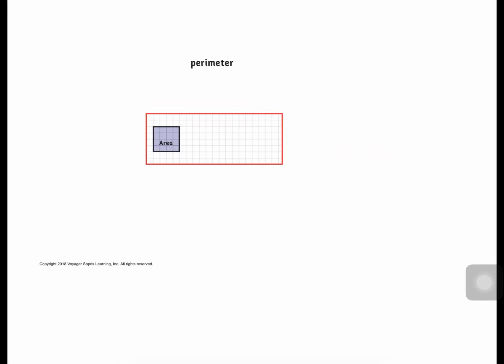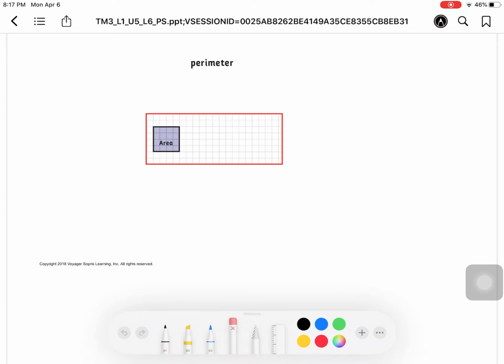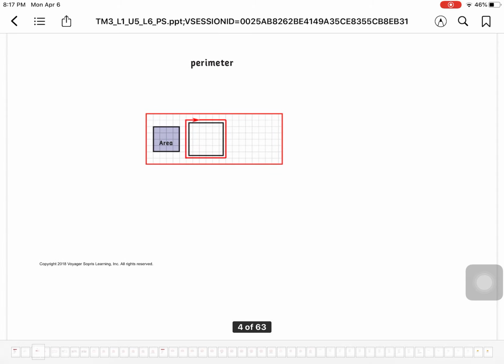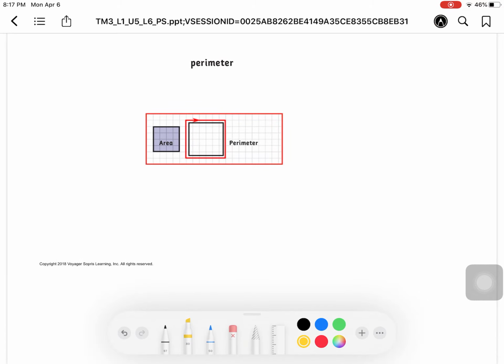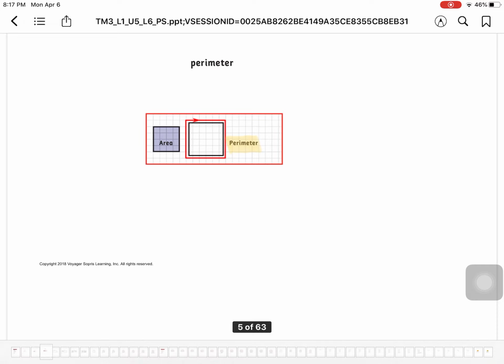And if you remember, when we've done area, we have used the formula area equals base times height, and that will find the amount of space inside of a shape. Okay. What we are going to talk about today is the distance around the outside of a shape. And when we talk about the distance around the outside of a shape, that is called the perimeter, which you can see right next to the shape.